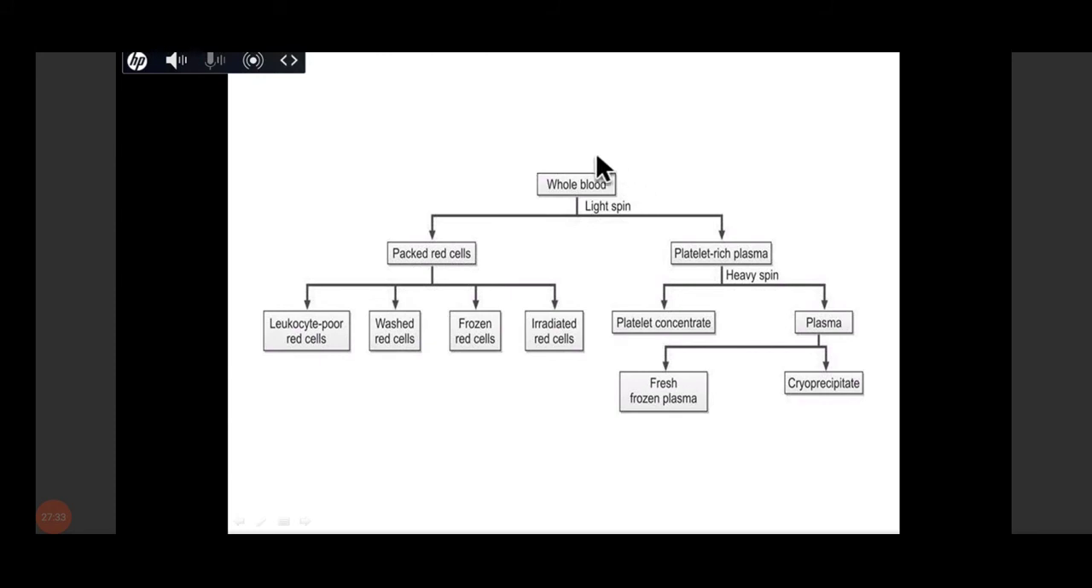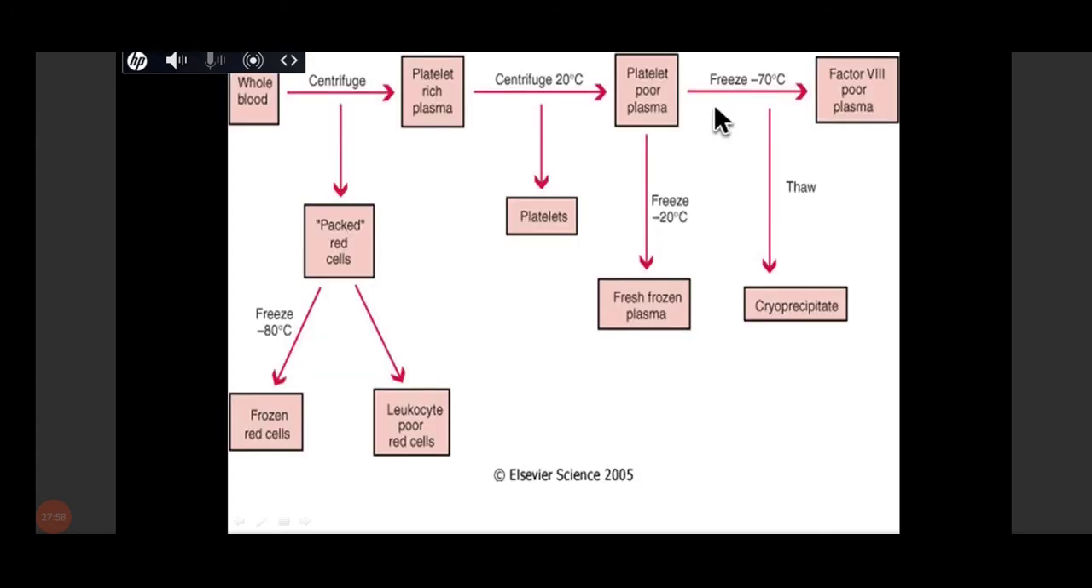This is a depiction of what I have shown in the picture before. You give a light spin to the whole blood. You have the packed red cell, which was disconnected. In this, we can have washed red cells, frozen red cells, or just red cells. In the platelet-rich plasma, we have the platelet concentrate and the plasma, and from the plasma, you have the fresh frozen plasma and the cryoprecipitate. This is how you separate the components of the whole blood which was taken out from the person.